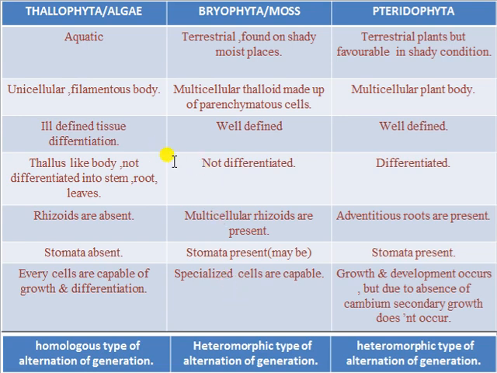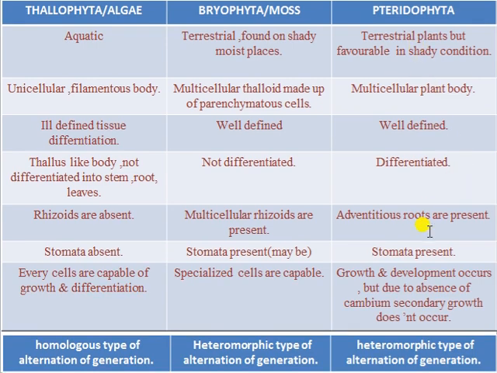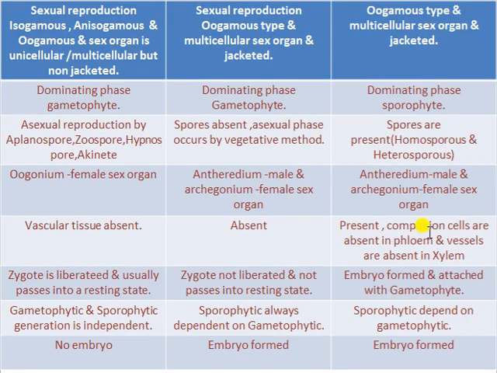So I think the comparative study between Thallophyta, Bryophyta and Pteridophyta is very clear to each and every one. Now I am moving to the next slide. In this slide we can discuss the first point, that is the sexual mode of reproduction. Specifically, Thallophyta show sexual reproduction, and that can be of three types: isogamous type, anisogamous type and oogamous type.